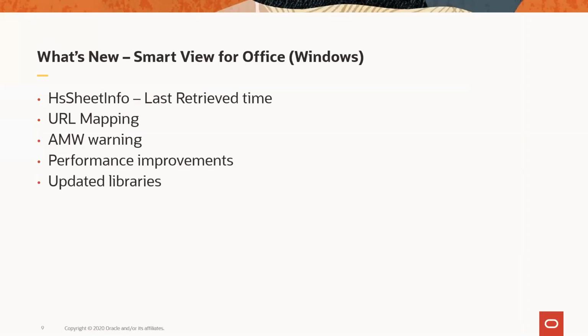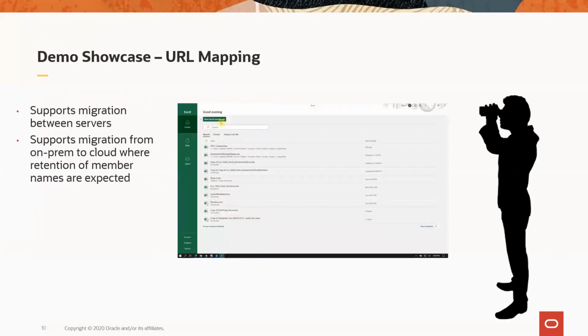Also, getting notifications when the automated maintenance window, or that daily maintenance window, is going to kick in. So if you're on SmartView, you're actually going to get notified now, just like you do on the web, so that you can finish up your work and then get out. And of course, we're always working on performance and updating the libraries and other things we have associated in SmartView. So lots of cool things here.